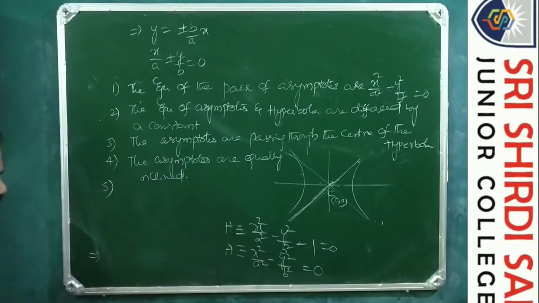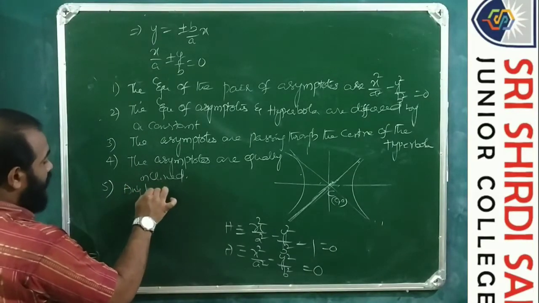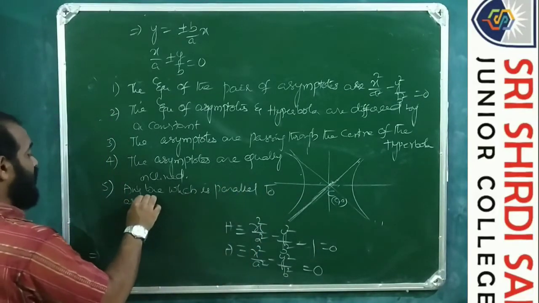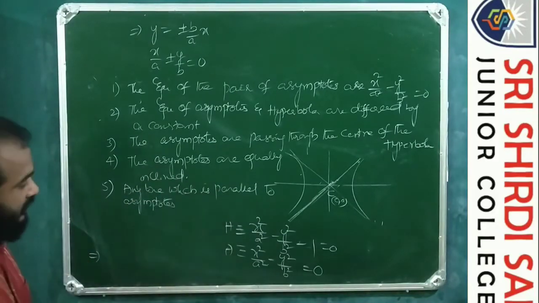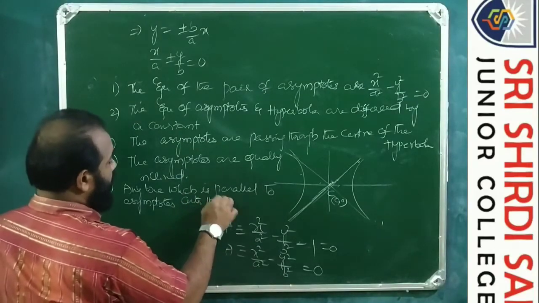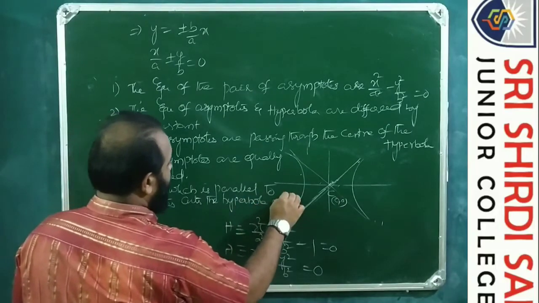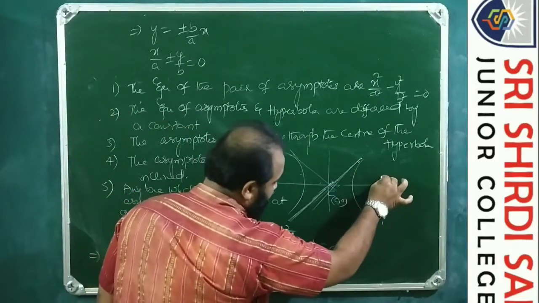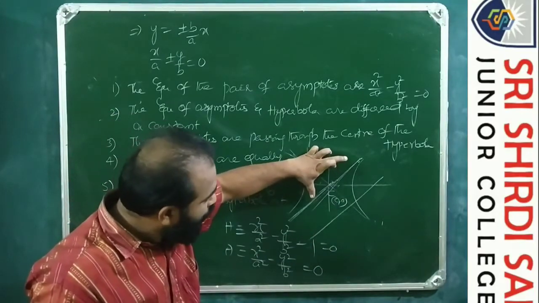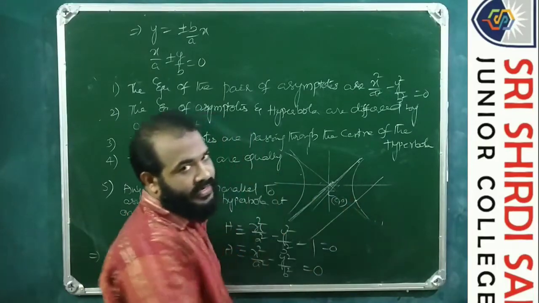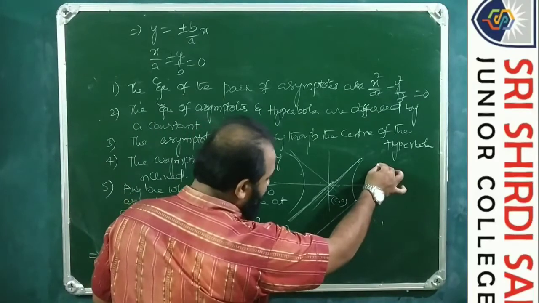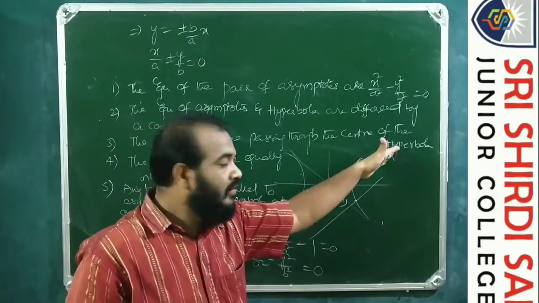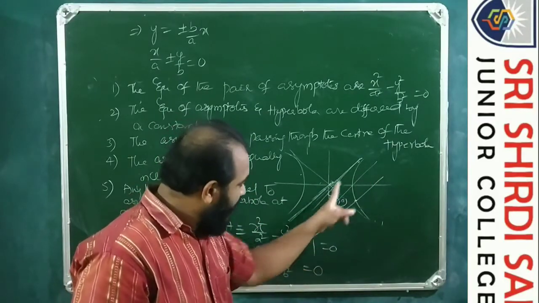So one is, any line which is parallel to an asymptote cuts the hyperbola at one point. That means this is the asymptote, and let us suppose that this line, which is parallel to this asymptote, cuts the hyperbola at a unique point. So for any line you take, this is also a line which is parallel to this asymptote. An asymptote is a straight line. So this line cuts the hyperbola at one point.